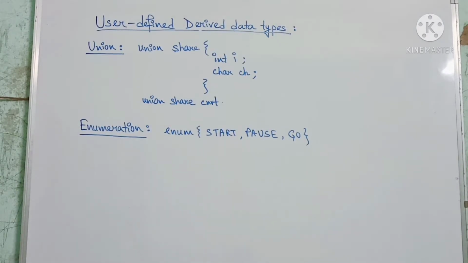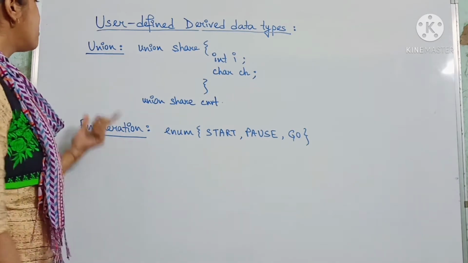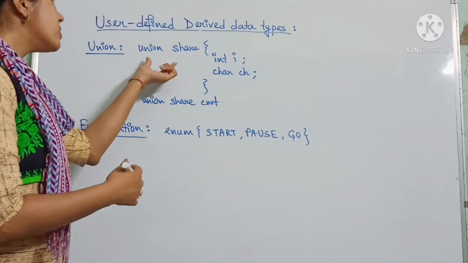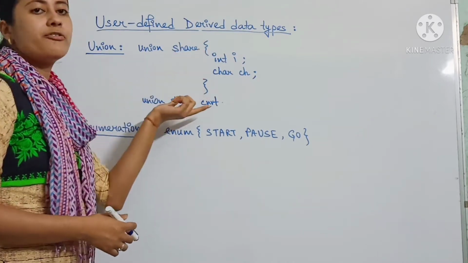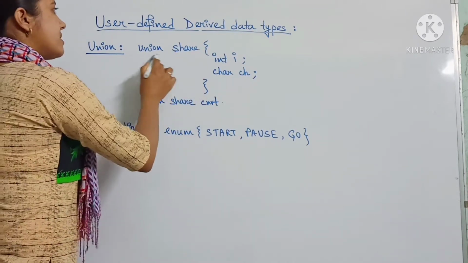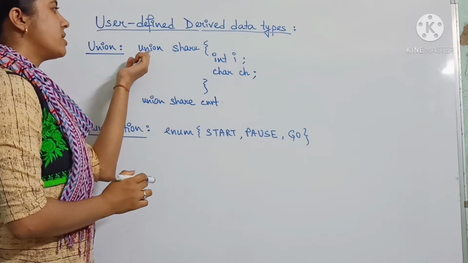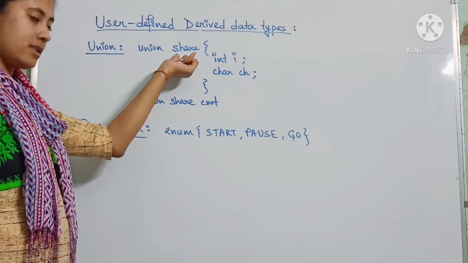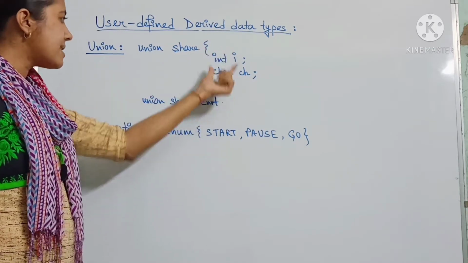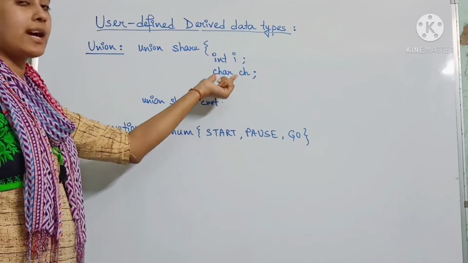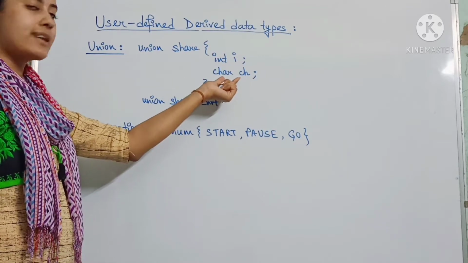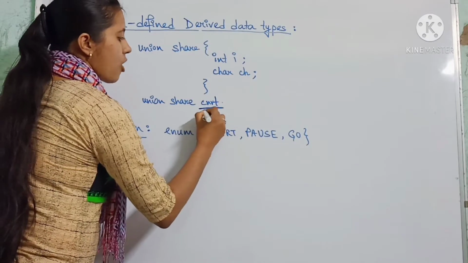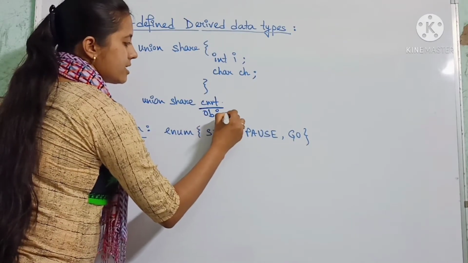Now next comes union and enumeration. Union means what? If I define a union type, this is my data type union, I have to put the union keyword before it. This is the name of that union, and inside this I have defined two data types, one integer and one character. And this CMPT is the object of that union data type.